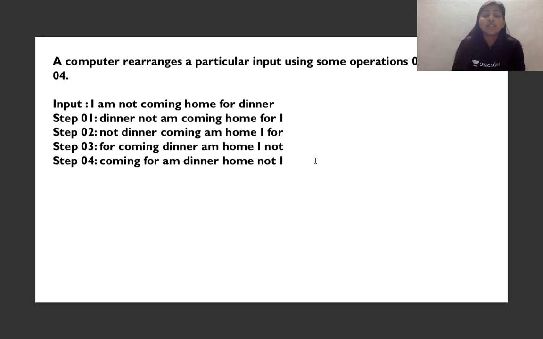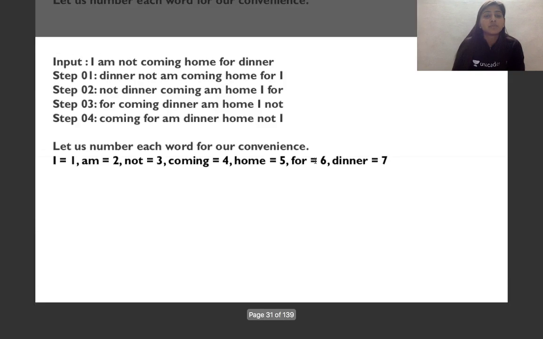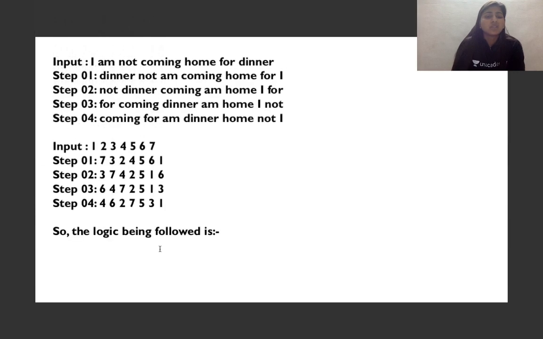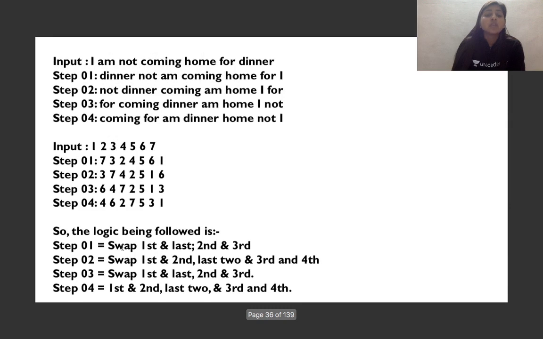So operation 1 is swap first and last, second and third. Okay, no need to do that. No need to put numbers for the words. It will get even more confusing. So what happened is swap first and last, second and third.